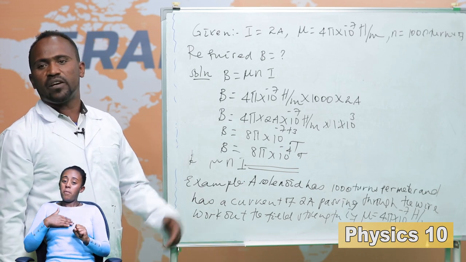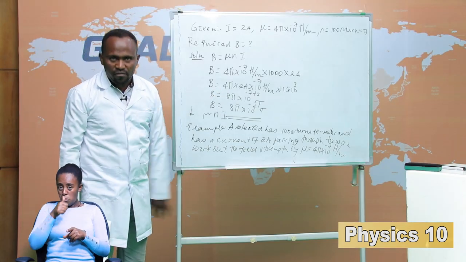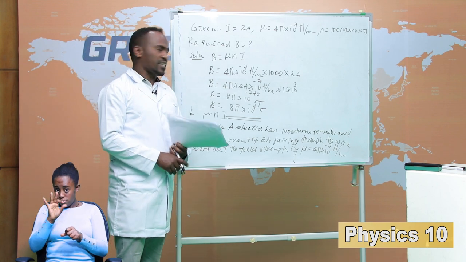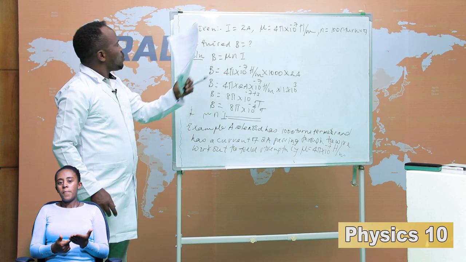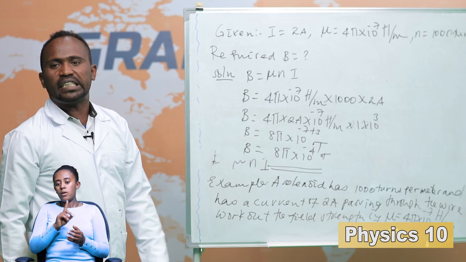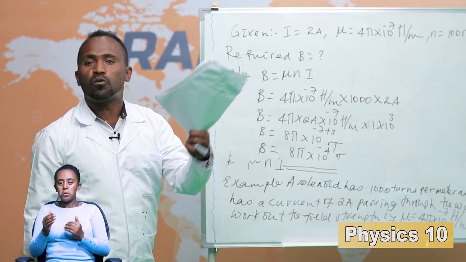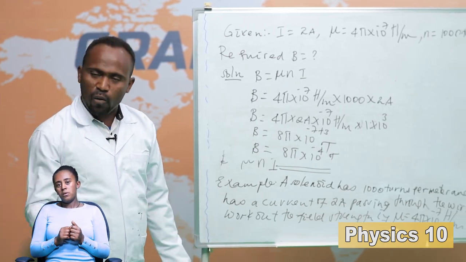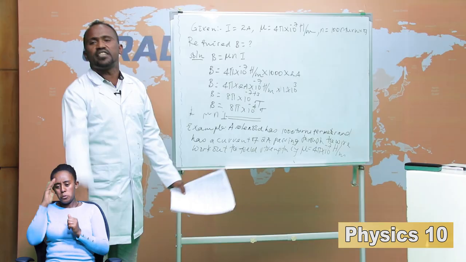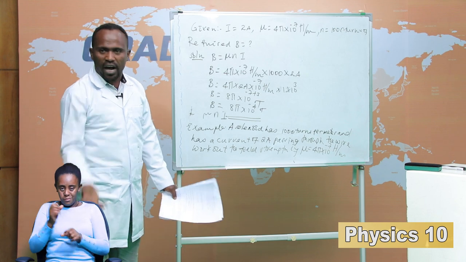My student, can you get this answer by yourself? If so, that is excellent. So, if you know what is given and what is required, it is easy to solve for the required value. Otherwise, it is difficult to solve without knowing what is given and what is required.